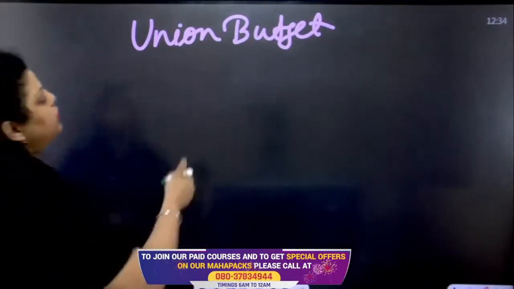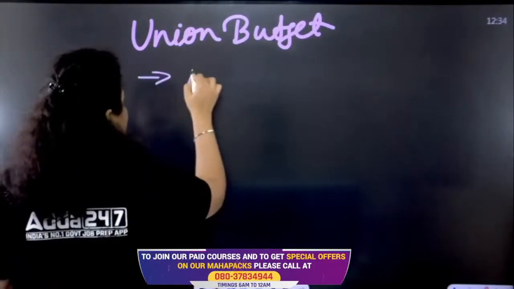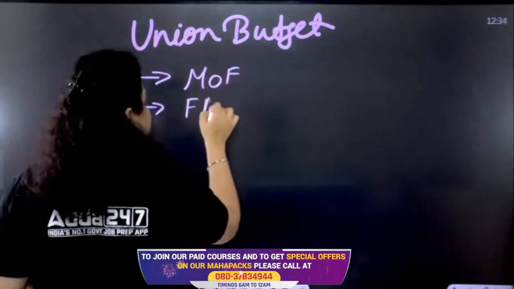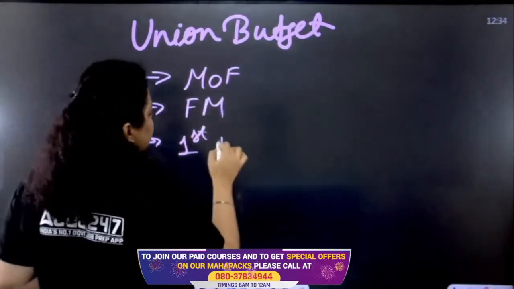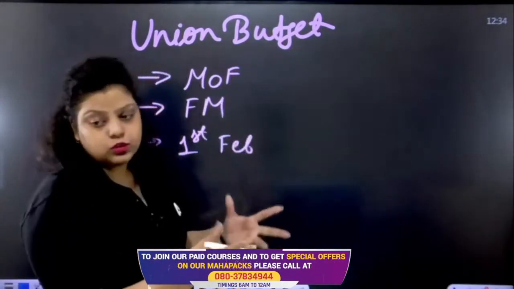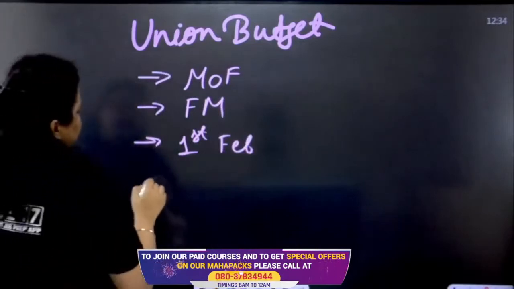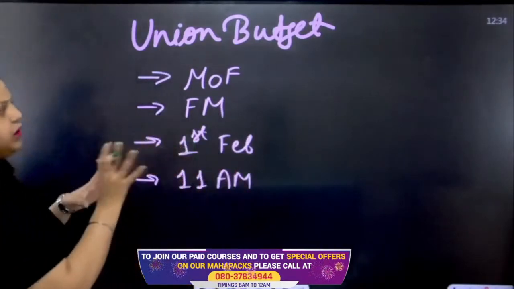First of all, the union budget is prepared by the Ministry of Finance and presented by the Finance Minister. It is presented on 1st February, the first working day of February, at 11 AM. This is the basics of your budget.